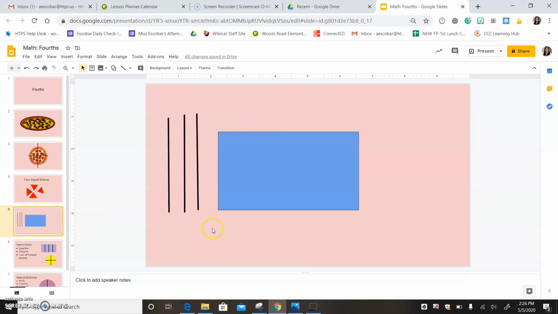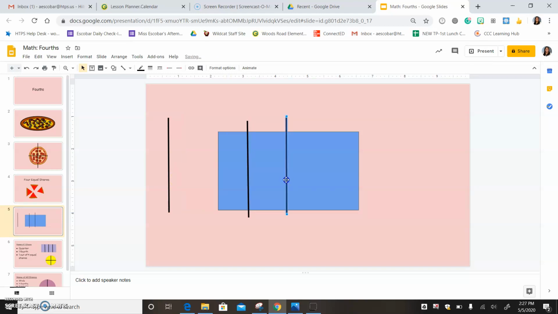I can also divide a rectangle into four pieces. So I'm going to drag my line and I'm going to divide this shape into four pieces. Here we go. One, two, three, four.